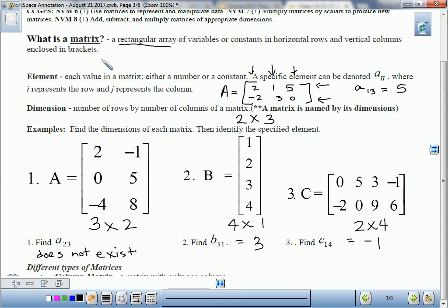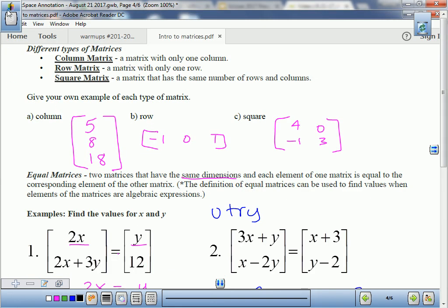So basically, so far we've just done some vocabulary. What is a matrix? What are elements? What is the dimension or the order of a matrix? Okay, so let's look at different types of matrices.